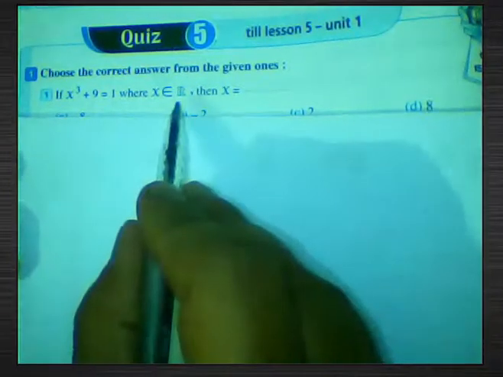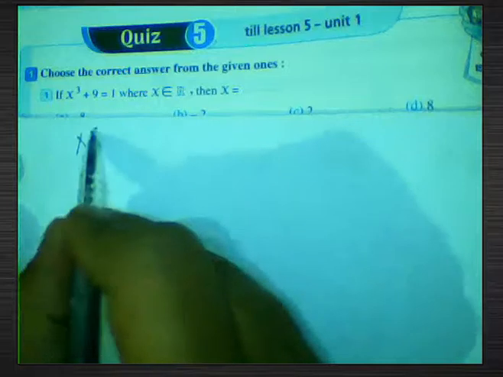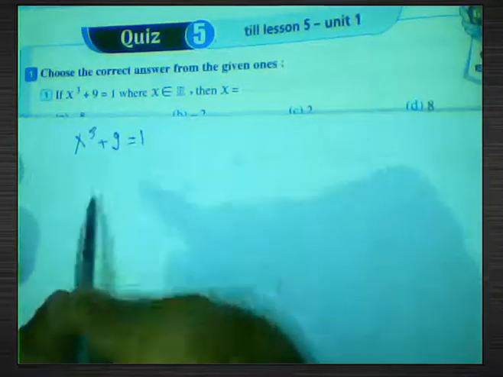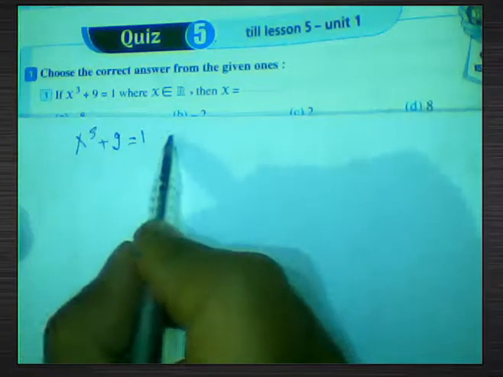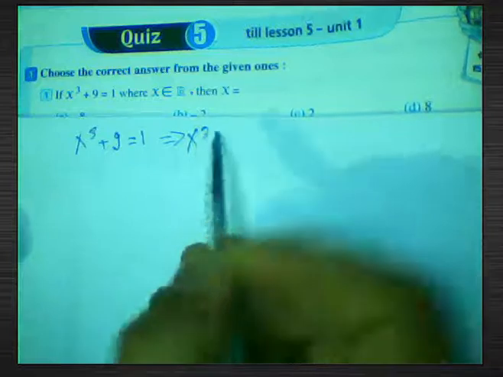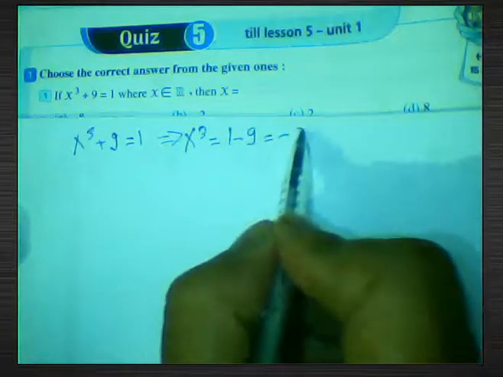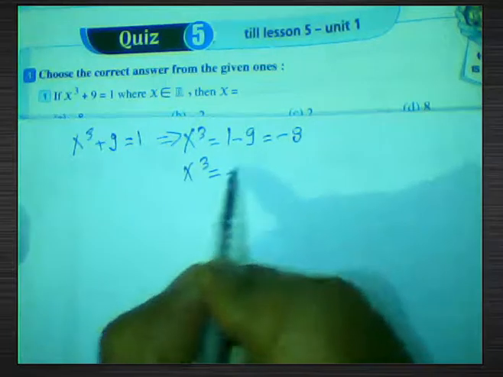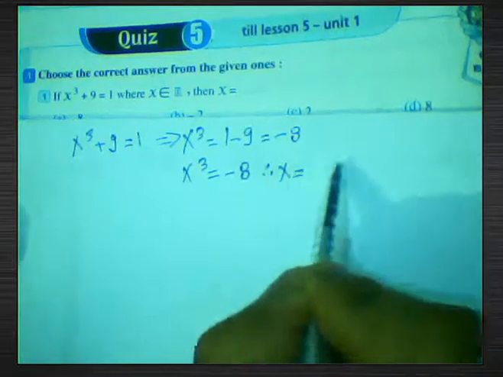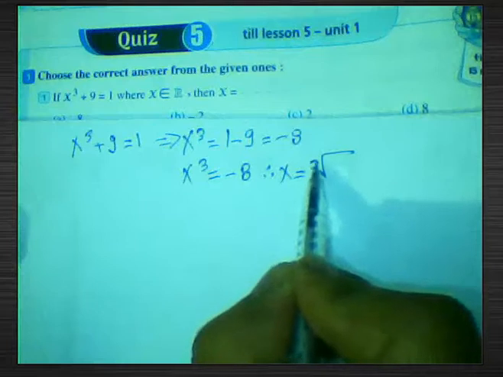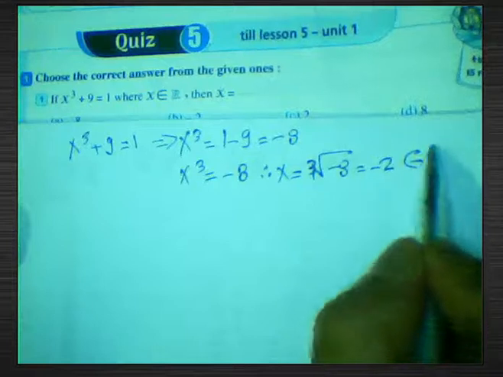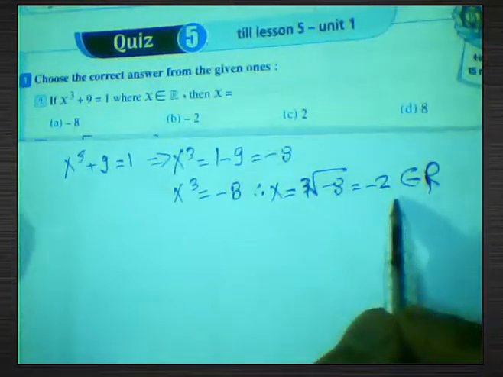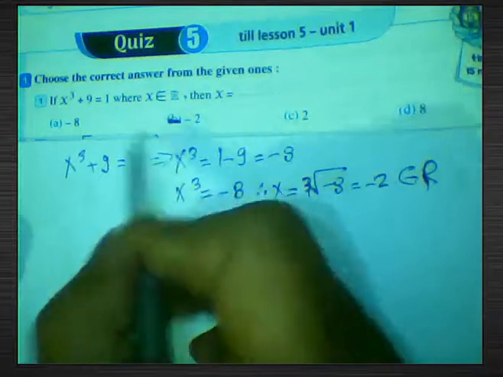We will solve it here. He wants to find the result in real numbers. x power 3 plus 9 equal 1. We move positive 9 from the left-hand side to the right-hand side. So x power 3 equal 1 minus 9 equal negative 8. So x equal the cube root of negative 8 equal negative 2, belonging to real numbers. So the result will be letter B.